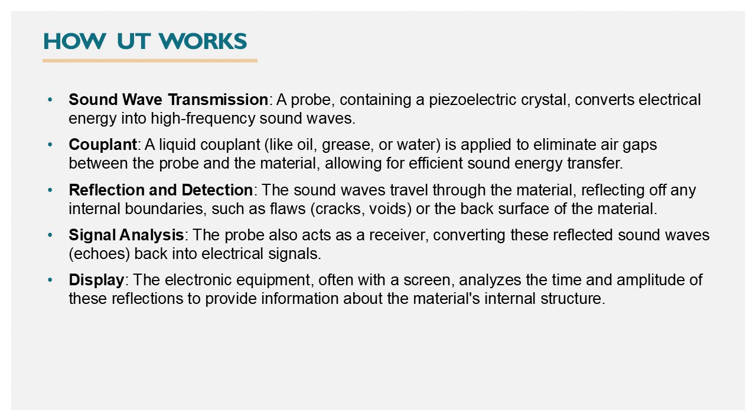Number 3 is reflection and detection. The sound waves travel through the material, reflecting off any internal boundaries, such as flaws, cracks, voids, or the back surface of the material. Number 4 is signal analysis. The probe also acts as a receiver, converting these reflected sound waves, echoes, back into electrical signals. Number 5 is display. The electronic equipment, often with a screen, analyzes the time and amplitude of these reflections to provide information about the material's internal structure.